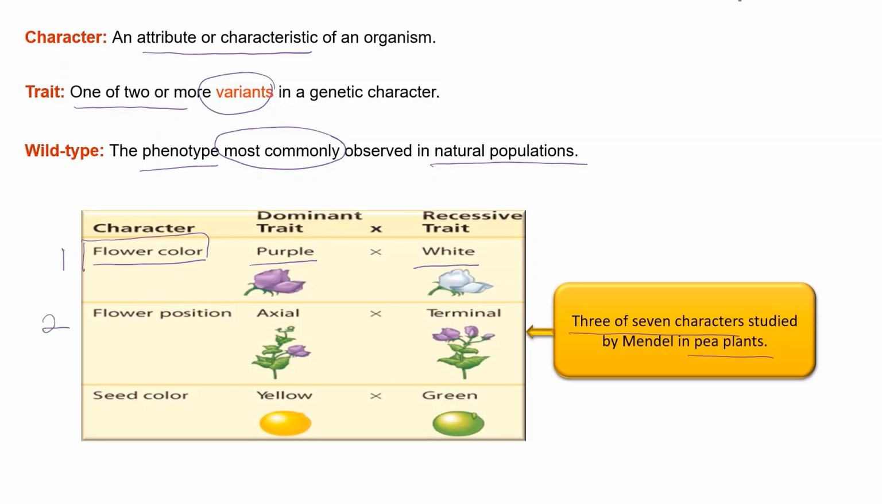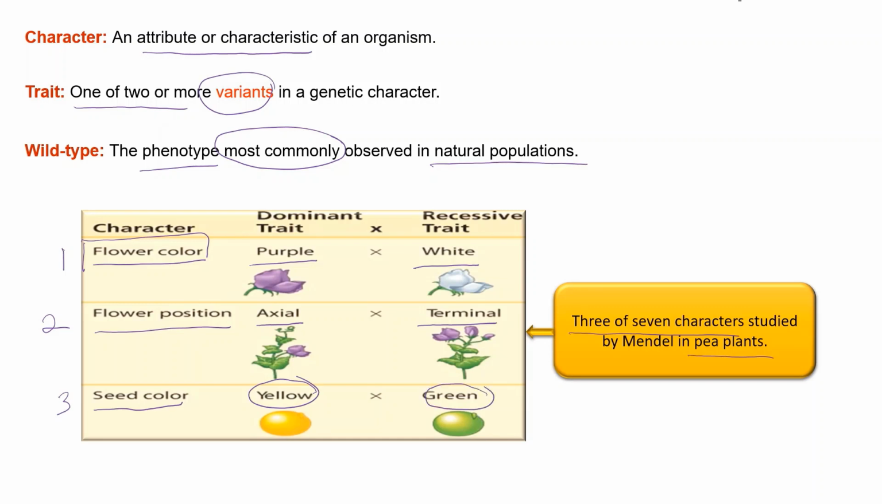The second character is flower position, and the traits for flower position are the dominant trait axial and the recessive trait terminal. And the third character shown here is seed color. The dominant trait for seed color is yellow, and the recessive trait for seed color is green.